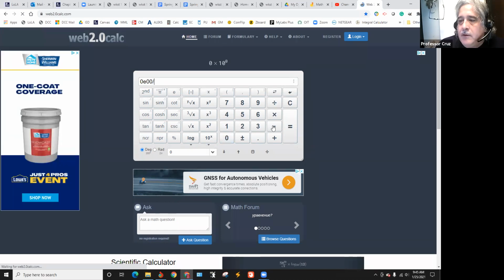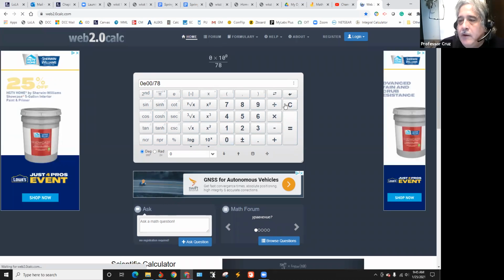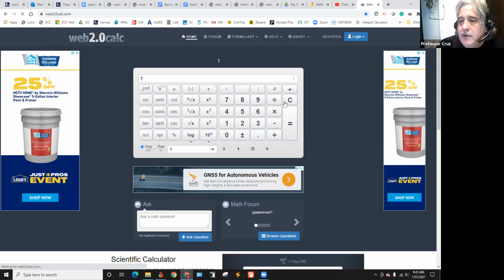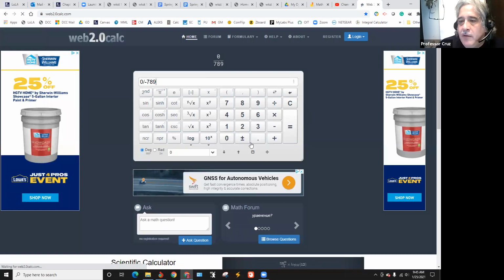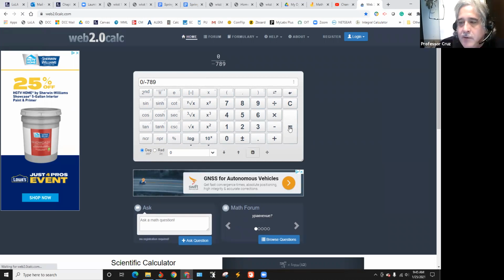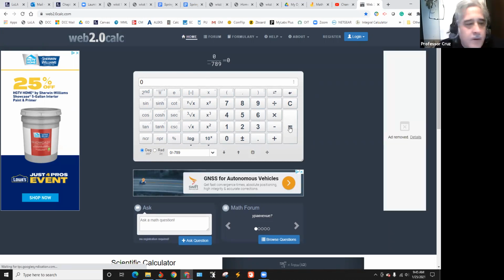0 divided by 789. Oops, what happened? 0. Let's see if we can make it negative. So it's going to be divided by negative. So what is it? Negative 0? No, there's only one 0, and that's just 0. Okay? Doesn't matter how large. That's like something in the trillions there. It's still just 0. Okay? And a calculator is one of the best ways to illustrate that.